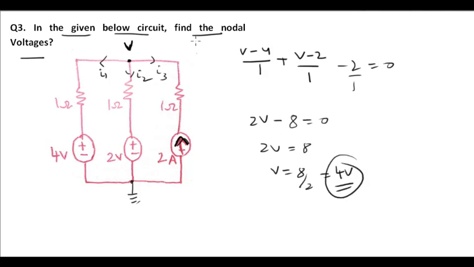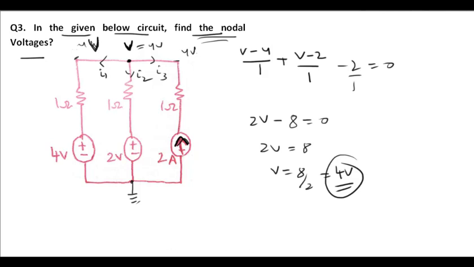They have asked us to find the nodal voltage. The nodal voltage is like here on this node, this will be 4 volt. On this node, this will be 4 volt. On this node, this will also be 4 volt. This is how we can calculate the nodal voltages.